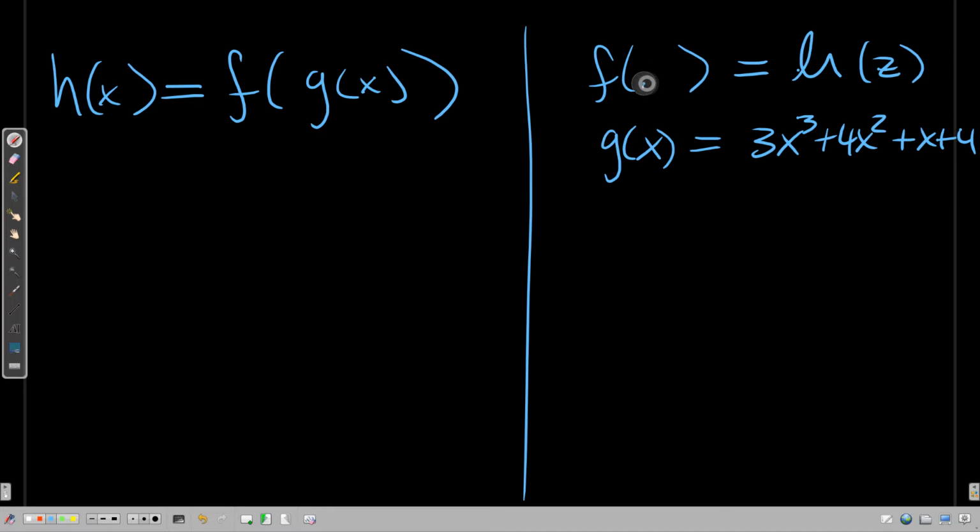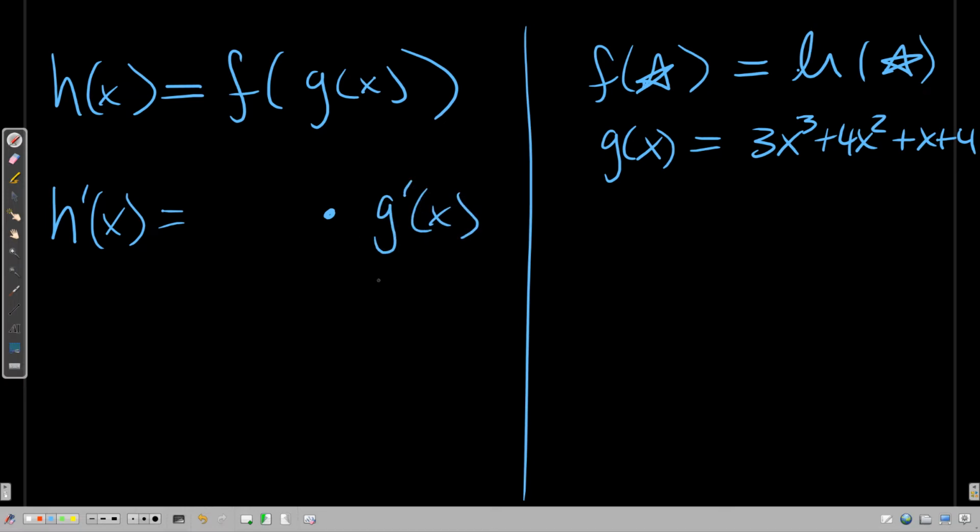If you don't like z, put a star. Means the same, might as well be the same thing. I mean, they're both symbols. Star is not one of our alphabetic letters, but that's okay, doesn't matter. The chain rule says that h prime has got to be a product of two derivatives. You'll have g prime of x, right? That's one of the derivatives, and the other one is the derivative of f, but you don't evaluate it at x, you evaluate it at g of x.